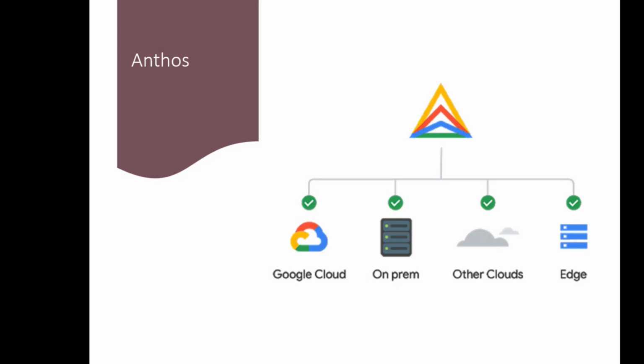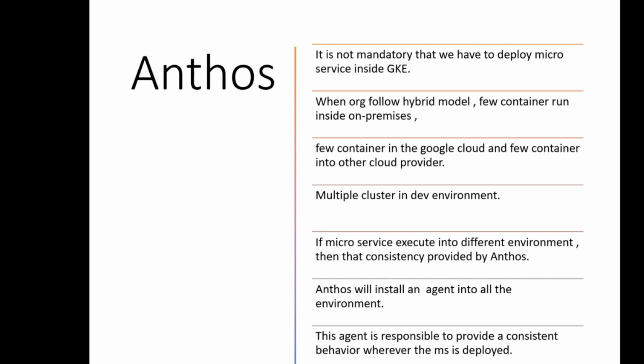Now, what is this Anthos? See, it is not mandatory that we have to deploy microservices inside GKE. Yes, last day we talked about GKE. If you want, you can use GKE, but it is not mandatory that I have to run my microservices in GKE only. But it is the best. GKE is excellent. You have seen last day, right? Most of the tasks are handled by GCP only in GKE. You just executed, deployed, and exposed the service, right?